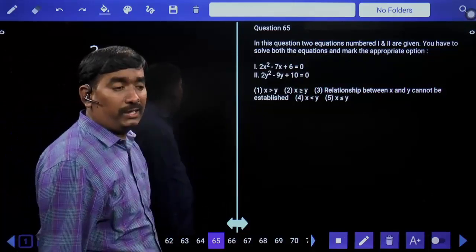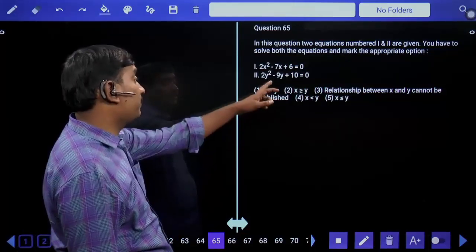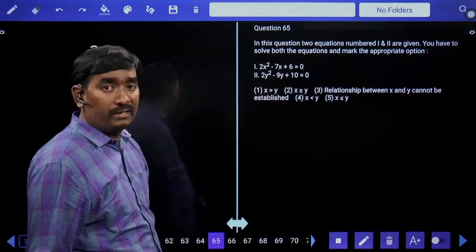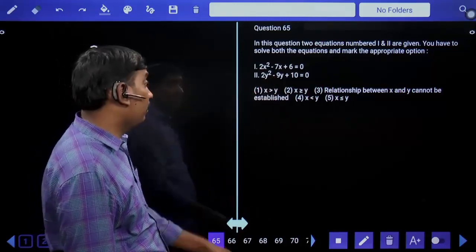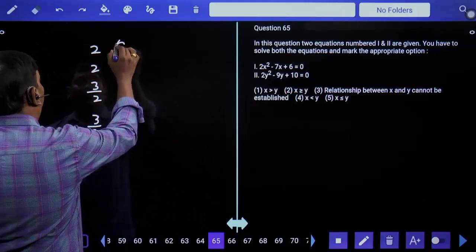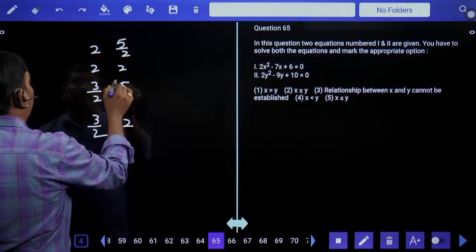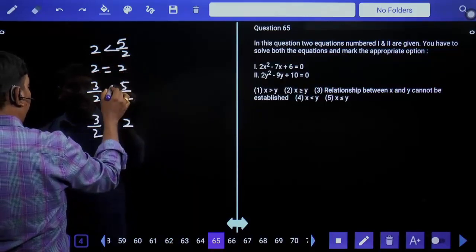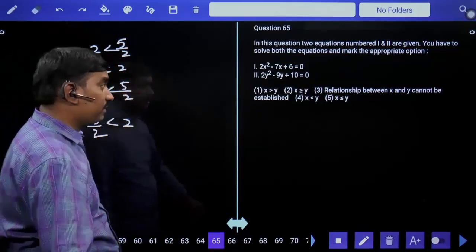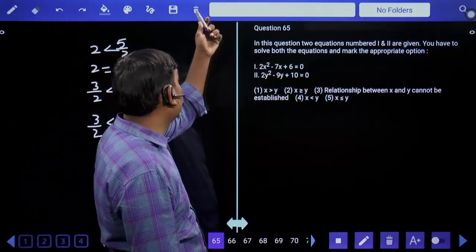10 2s are 20. 5 4s are 20. Minus 5 minus 4 will give us minus 9. Finally, plus 5 plus 4. 5 by 2. 4 by 2 means 2. 5 by 2, 2. Less than, equal, less than, less than. X less than or equal to y is your answer.